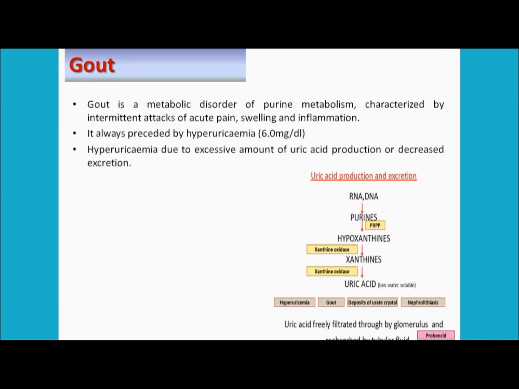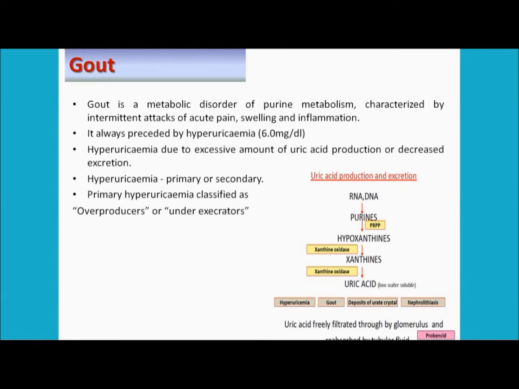Now, this hyperuricemia is due to an excess amount of uric acid production or a decrease in the excretion of uric acid from the body, which leads to the condition of hyperuricemia, right? Generally, hyperuricemia is considered as primary or secondary, and primary hyperuricemia is again classified as overproducers and under-excretors. Regarding this, we have already discussed, right?